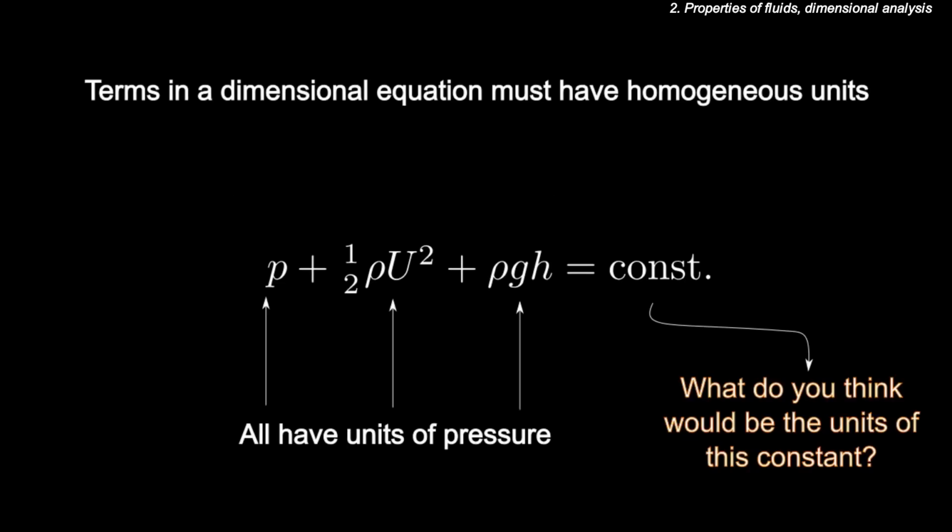Moreover, this also means that the equations that we write, if they are written in dimensional form, must have a homogeneity in units. For example, the Bernoulli equation that we have learned in class 11, P plus half rho v square plus rho gz. Each of the individual terms is dimensionally homogeneous and has a unit of pressure.